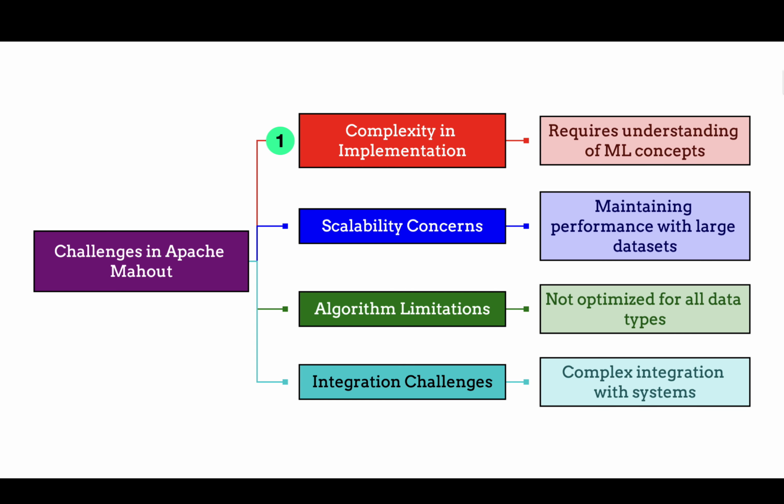Challenges in Apache Mahout. 1. Complexity in implementation. Implementing Mahout algorithms can be complex, requiring a good understanding of machine learning concepts. 2. Scalability concerns. Ensuring scalability while maintaining performance is challenging, especially with very large datasets. 3. Algorithm limitations. Some algorithms may not be optimized for all types of data, leading to limitations in certain applications. 4. Integration challenges. Integrating Mahout with other systems and platforms can be complex, requiring careful planning and execution.